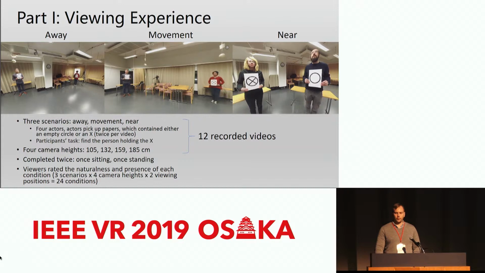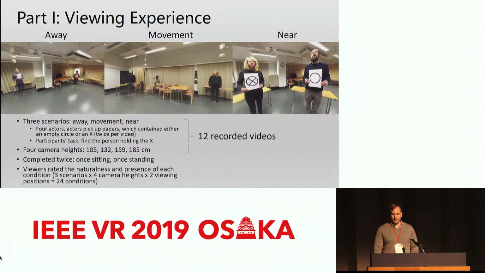The shared characteristic across the scenarios was that at some point the actors would turn, pick up a piece of paper from the table behind them, and show it to the camera. This happened twice in each video. Three papers would display an empty circle, and one paper would show an X inside a circle. The participants' task during the videos was to locate the person with the X. Task performance was not measured. Rather, the task was included so that participants would have a reason to look around the scene.